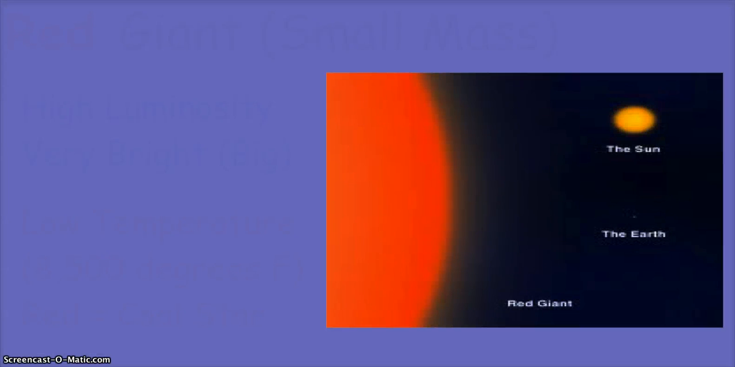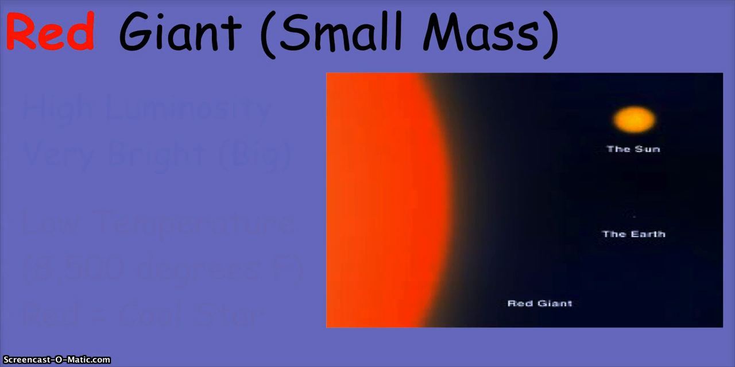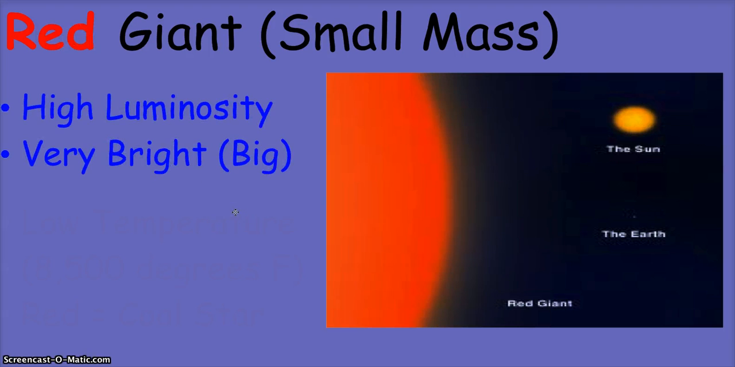After a star's main sequence, depending on its mass, the star will change. First, we're going to talk about a red giant. This would be a smaller mass star, similar to our star. After it burns, it will turn brighter than what it was in its main sequence. The high luminosity, put off a lot more light. It'll be very bright and a lot bigger than its main sequence.